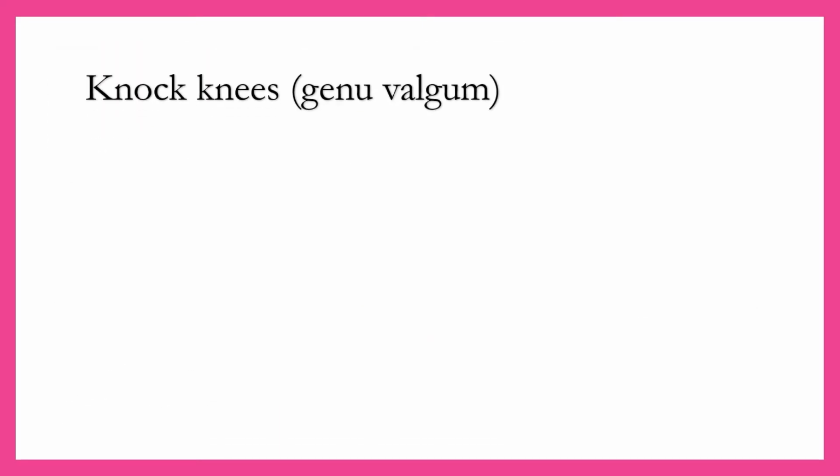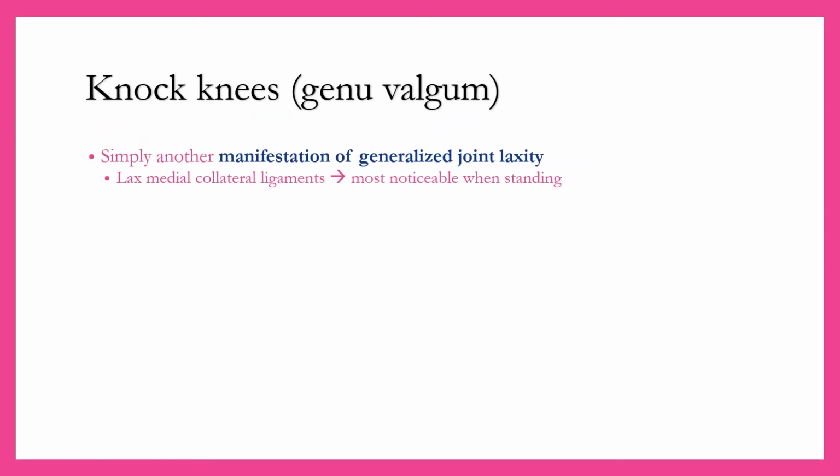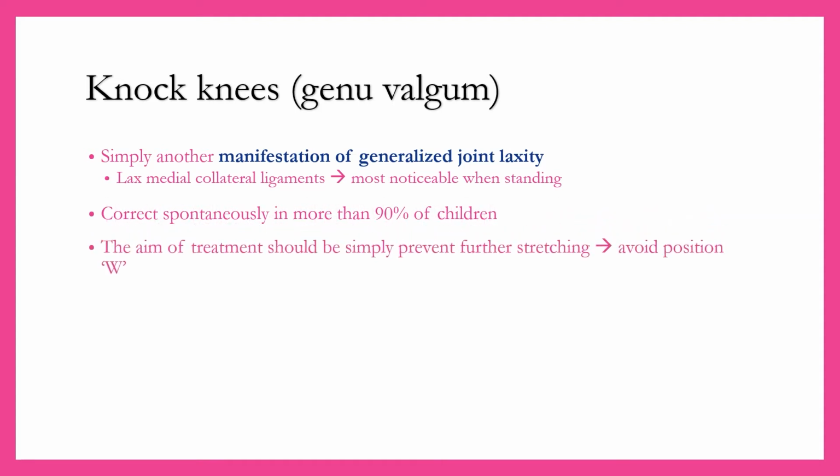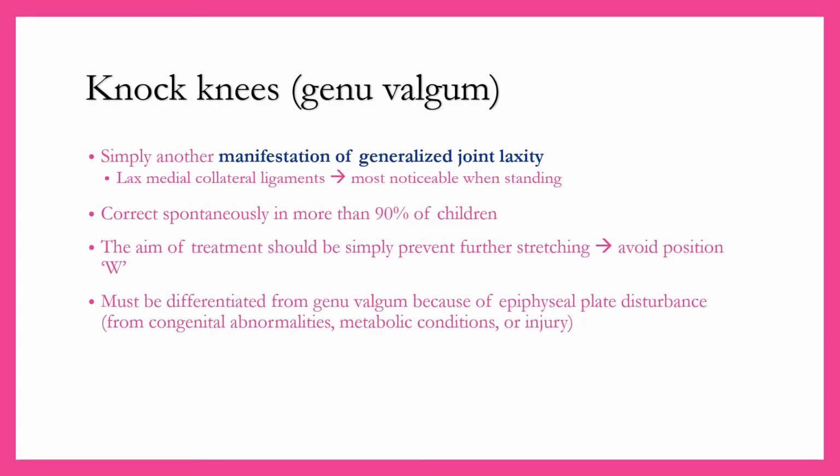Knock knees. Simply another manifestation of generalized joint laxity. Lax medial collateral ligaments are most noticeable when standing. It is corrected spontaneously in more than 90% of children. The aim of treatment should be simply to prevent further stretching by avoiding the W position. It must be differentiated from genu valgum because of epiphyseal plate disturbance due to congenital abnormalities, metabolic condition, or injury.